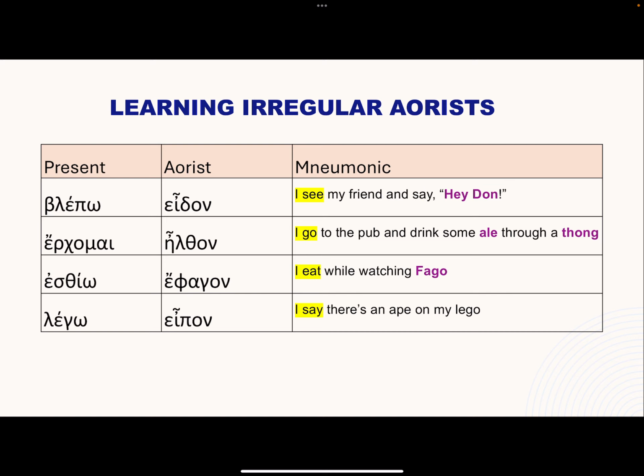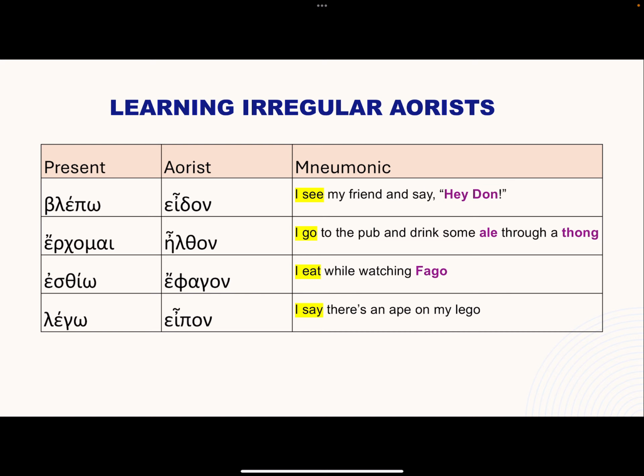Esthio, meaning I eat. I eat while watching Fargo. Fargo is a TV show. And that's how I remember that esthio becomes ephagon when it goes into the aorist.